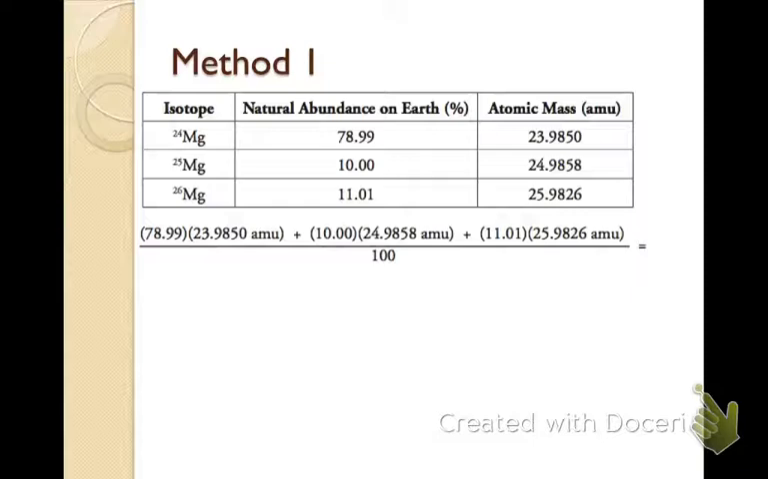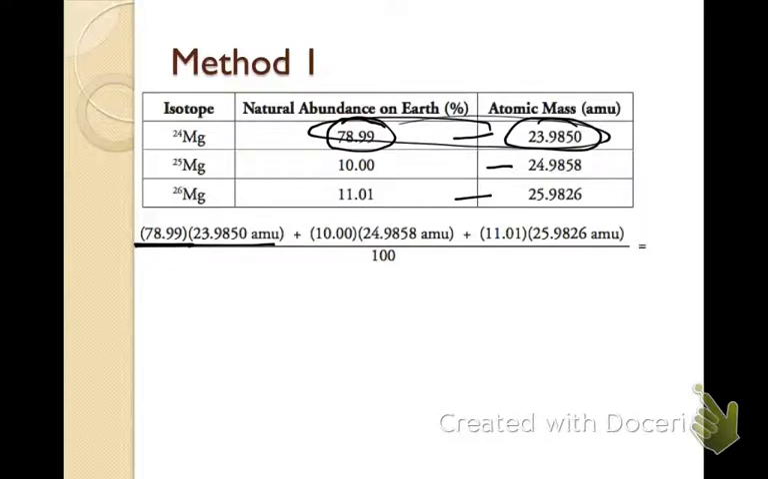that 78.99% has an atomic mass, or AMU, of 23.9850. 10% has an atomic mass of 24.9858, and 11.01% has an atomic mass of 25.9826. So what we did here is take the percent and multiply it by its atomic mass and add them together. Here we have 78.99 times 23.9850, which I just took from this line. Then we're going to take the second line. Let me grab a different colored pen.